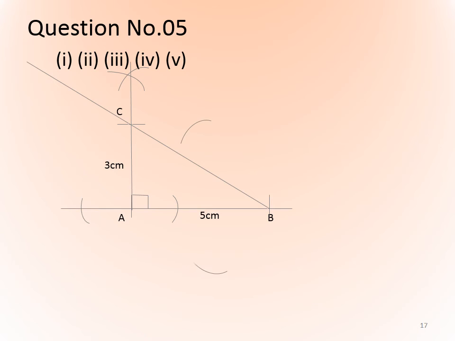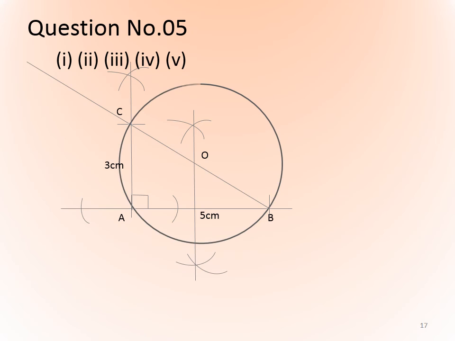First, draw the perpendicular bisector of AB. Then what is the BC? BC is the hypotenuse of this triangle. Then we can take the intersection point of the hypotenuse and the perpendicular bisector of AB as the center. Then we can take OB or OA or OC as the radius. Now we can draw the circle.